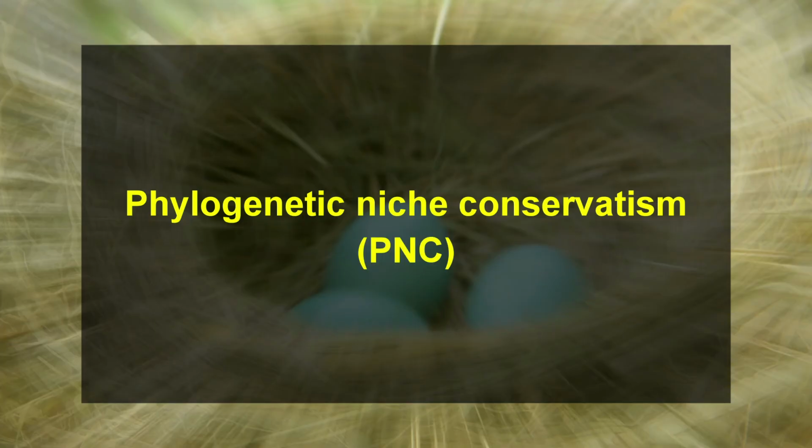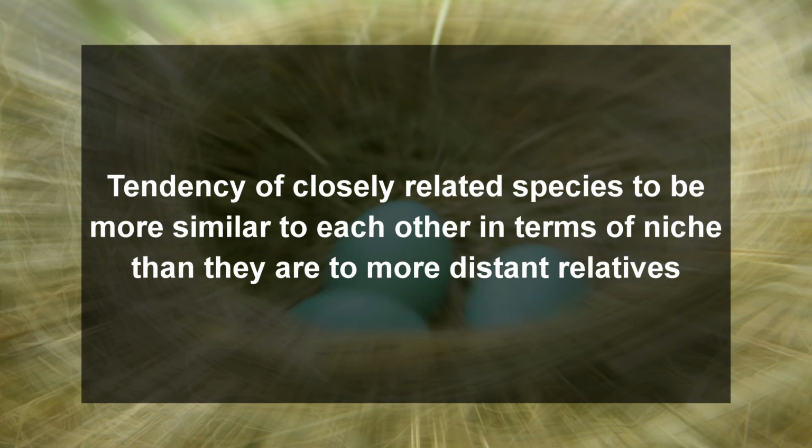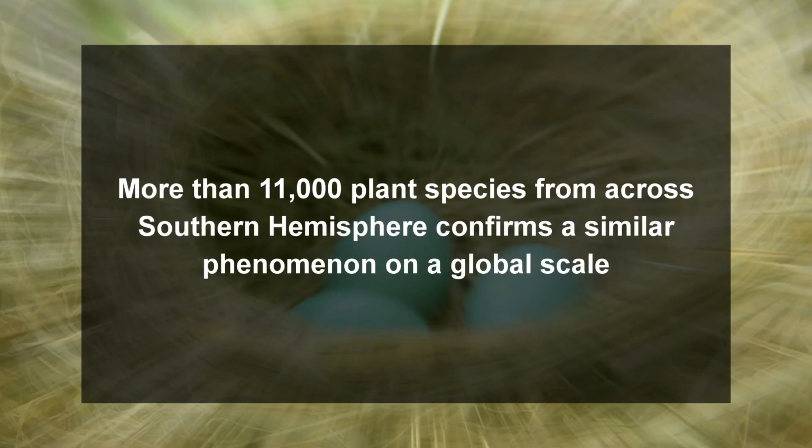Niche conservatism. Niche conservatism, or the degree to which plants and animals retain their niches and related ecological traits through space and time, is a classic concept in ecology receiving renewed interest in recent years. Phylogenetic niche conservatism refers to the tendency of closely related species to be more similar to each other in terms of niche than they are to more distant relatives. A tendency towards conservatism has been demonstrated previously on the local and regional scales, and now a study of more than 11,000 plant species from across the southern hemisphere confirms a similar phenomenon on a global scale.